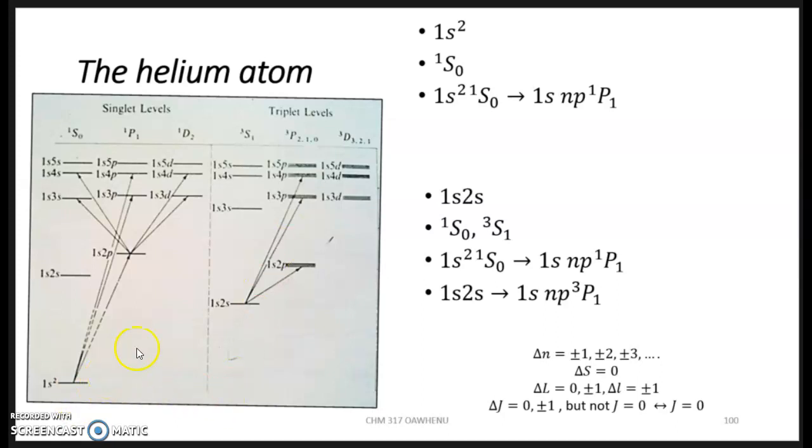But we notice that we don't have any transition going from the singlet to the triplet states. Again, 2s is lower in energy than 2p. Then we also note that the triplet energy levels are lower than the singlet energy levels, and we can recall this from Hund's rule that says the higher the multiplicity, the lower the energy level. Okay, so that's that about the spectra of atoms.